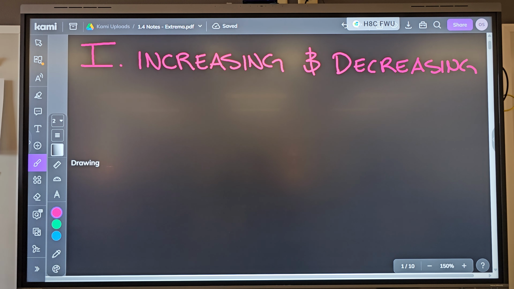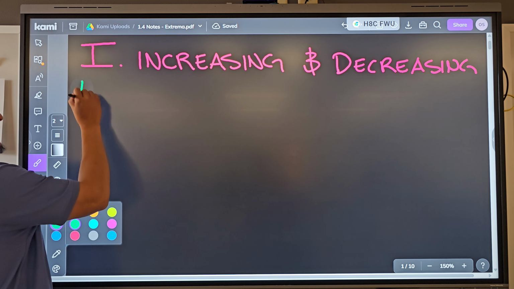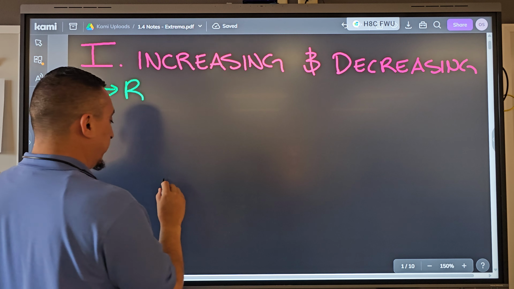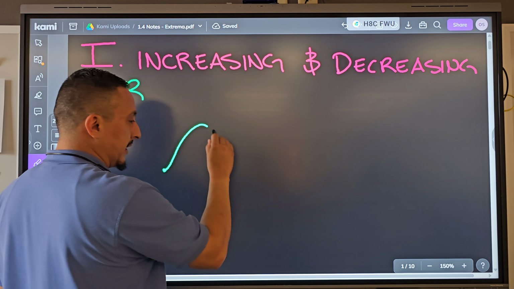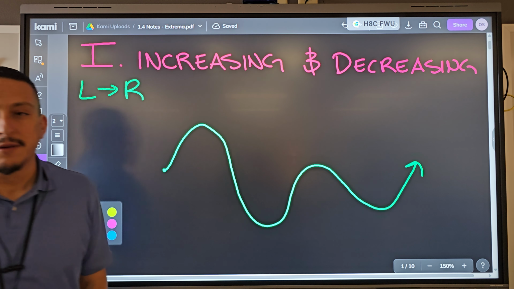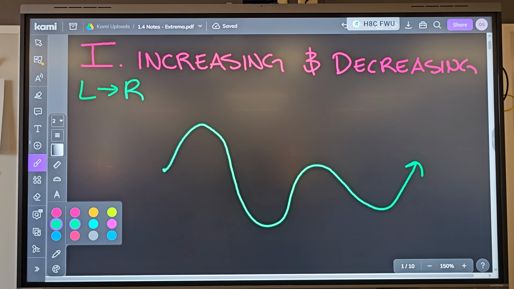Rule number 1, you have to read it the same way that you read letters, from left to right. Whenever you're doing increasing and decreasing, always go from left to right, just like you should be doing domain. I want you to draw this graph. It doesn't have to be exactly like it, just close enough. Focus more on this one going up, this one going down, this one going up, this one going down. And it does end with the arrow over there.